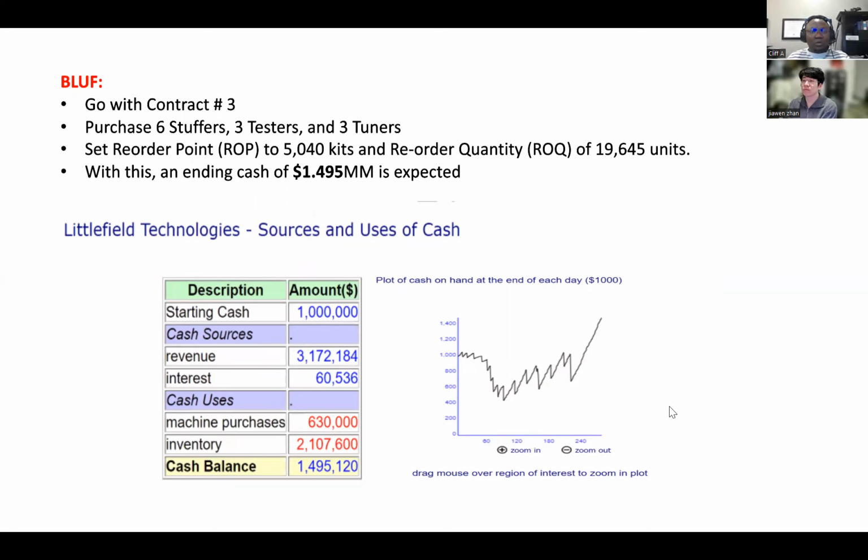Set your reorder point for continuous review at 5,040 kits and reorder quantity, ROQ, of about 19,645 units. With this, an ending cash of $1.5 million is expected, as our simulation showed below.